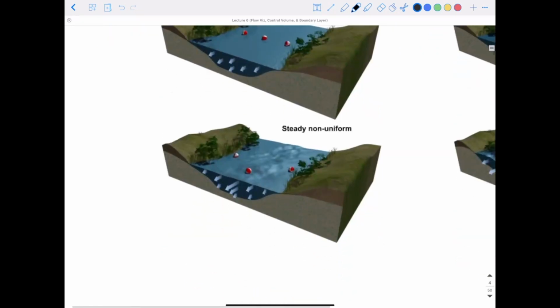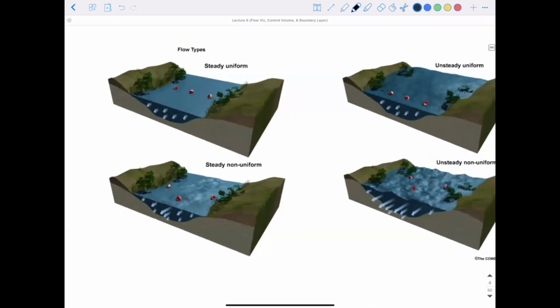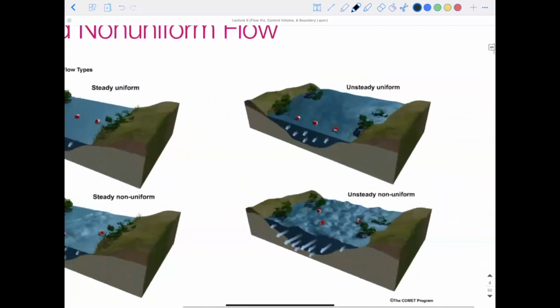At the bottom, we have non-uniform flow. So we maybe have our water at the surface flowing faster than the water that is at the bottom of the river and the sides of the river. So depending on where we are in that cross section, our flow is changing. And then we compare this with unsteady flow.